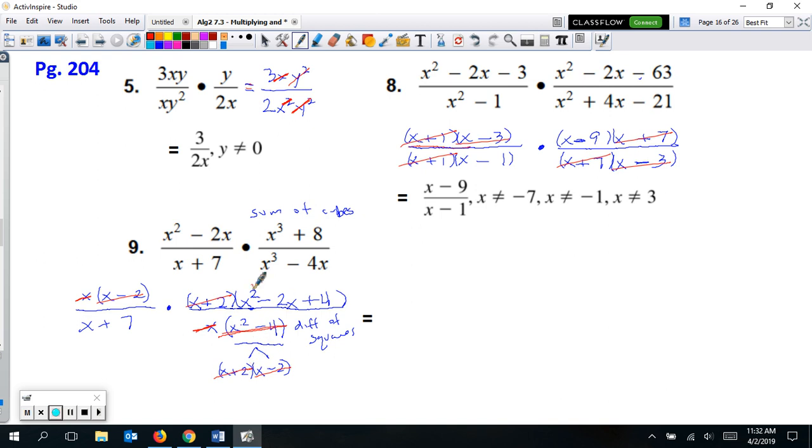And now what's left is this trinomial over that x plus 7 binomial. That's going to be our answer. But we have to include anything that we crossed out. So what variables did we cross out?